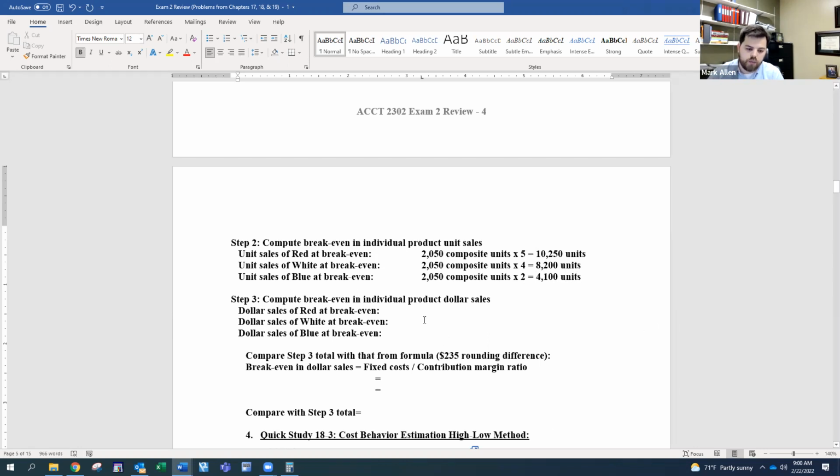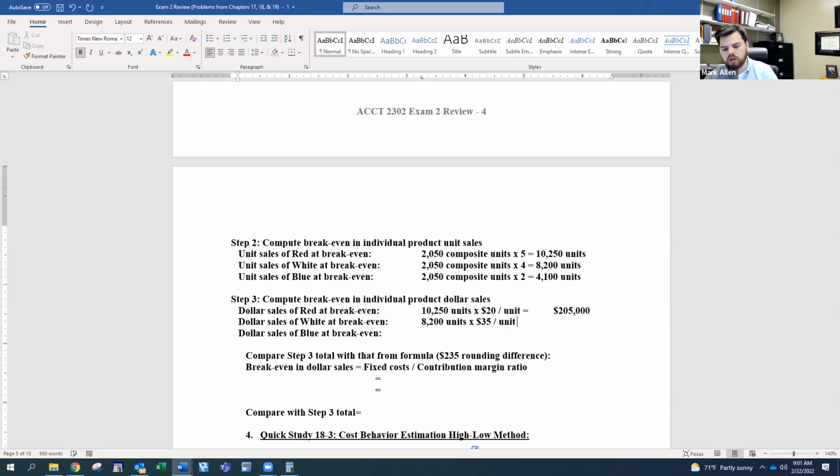Now, the third piece here is go ahead and compute break even in individual product dollar sales. Well, at this point, that's not too bad, because we've got the units. So for red, we know we sell 10,250 units, and we know that we sell each unit at a price of $20. So when I do that, this comes out to $205,000.